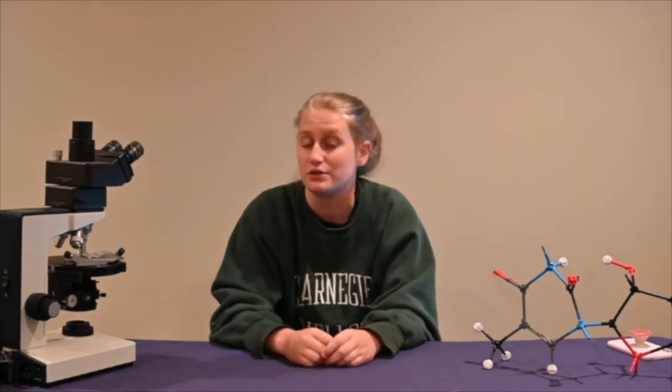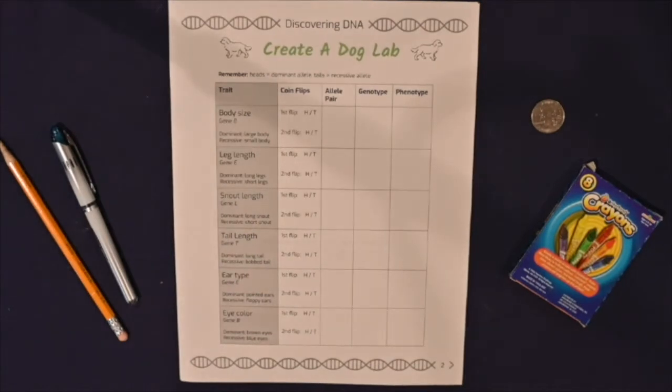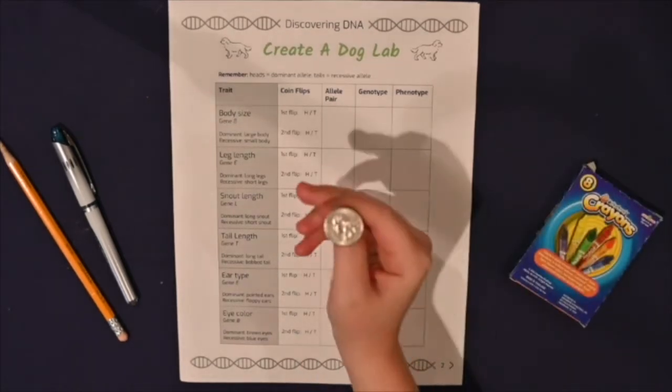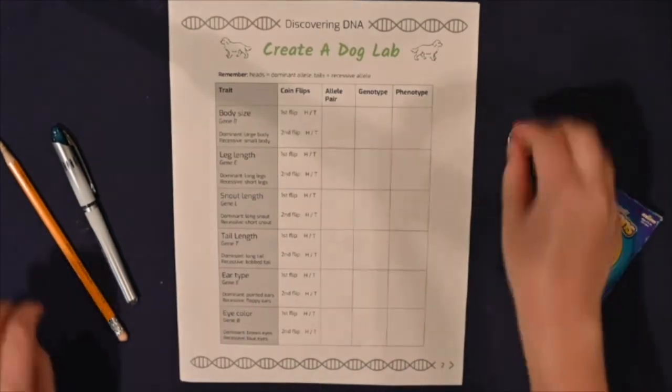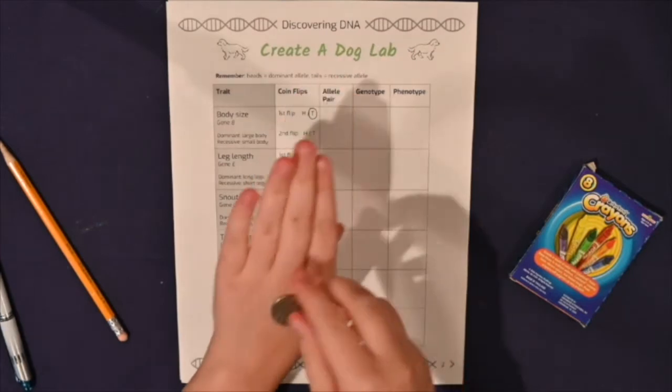To get more familiar with the concept of dominant and recessive alleles, complete the Create a Dog Lab, where you will let chance decide various physical traits for a dog, and you will create a beautiful dog Frankenstein, maybe a new species. To get started on this activity, you will need the Create a Dog Lab worksheet, a pen or a pencil, a coin, and something to color with. I have crayons. For each trait on the worksheet, you're going to flip a coin 2 times. Mark down the results of those flips in order to get your allele pair. Heads is the dominant allele, and tails is the recessive allele.